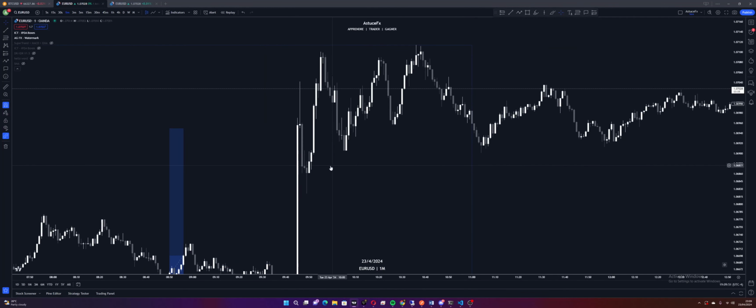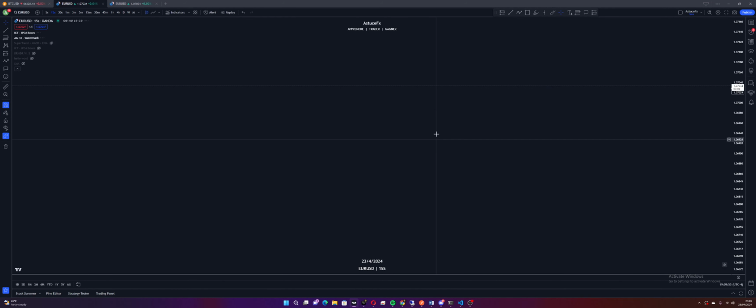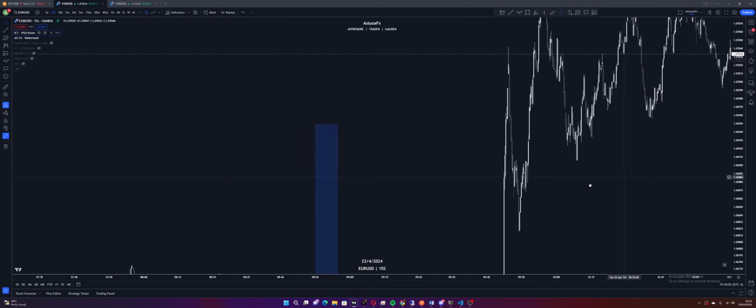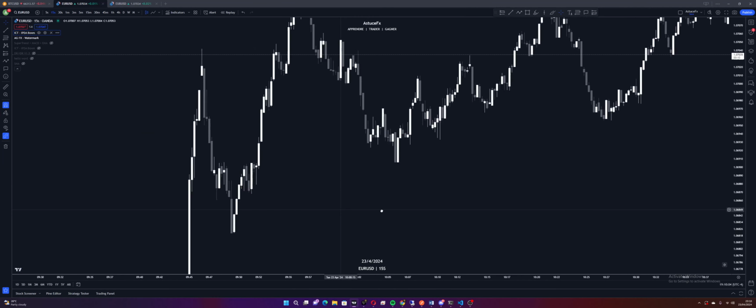So my last entry was somewhere inside of this zone. Let me go to the 15 second again. You can see that we had some clean confirmation entry there. So when I zoom in, you want to use the same concept.